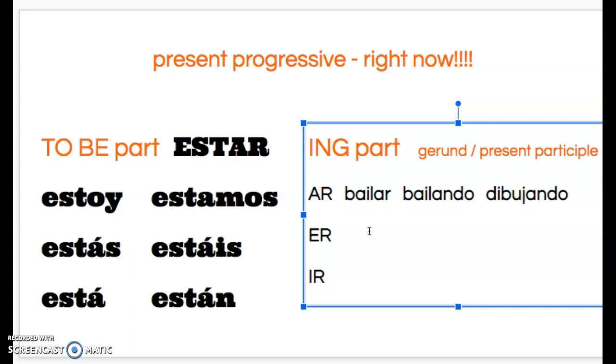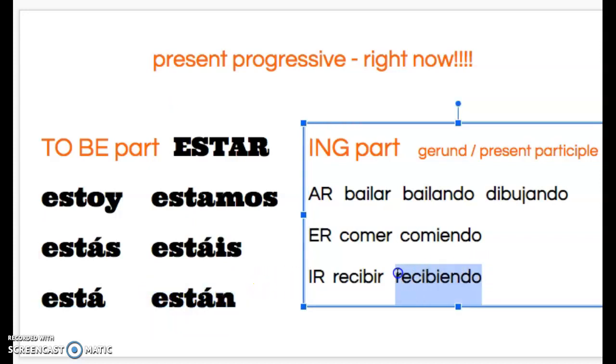ER and IR share, which is nice. So for ER, let's use comer. That's easy. Comer, you take off the ER and add iendo. So comiendo. Same with IR. Let's use recibir, to receive. You take off the IR and add iendo, recibiendo. Ellos están recibiendo una A en la clase de español. So they're receiving an A in Spanish. Maybe it's happening at the moment. They just got their report cards. Okay, just check PowerSchool. All right, so that is the basic forms.